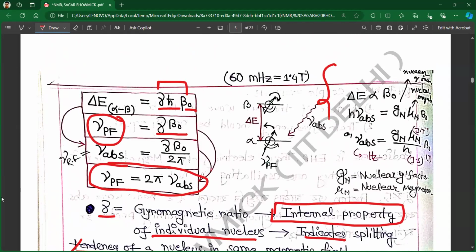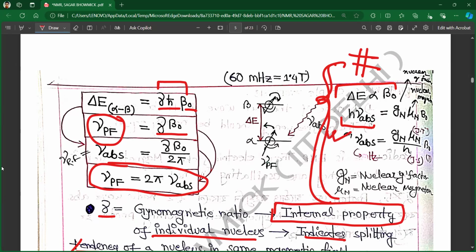In some numericals, these things are also sometimes given. Delta E proportional to B naught, delta E equal to h nu absorbed equal to Gn mu n B naught. Gn is the nuclear g factor, mu n is the nuclear magnetic moment. Nu absorbed equal to Gn mu n B naught by h. Sometimes in numericals these things come from theories of physics. We don't have to understand this much, but I have written this formula. If it is required anywhere, remembering it will be beneficial for you.